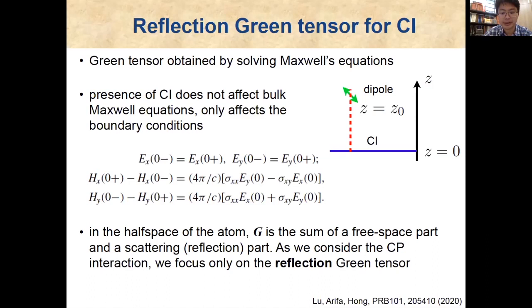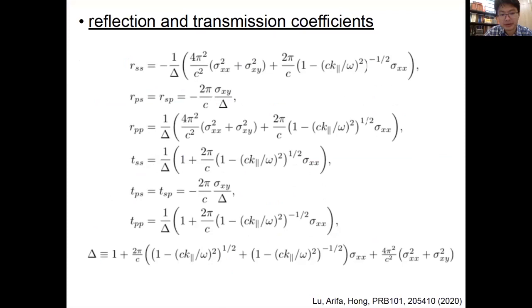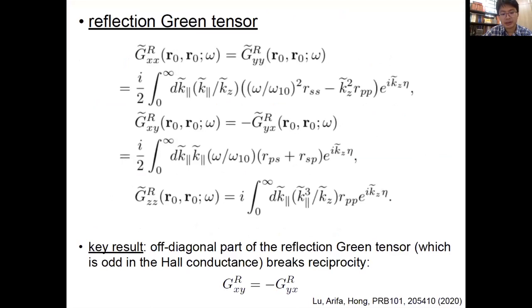So I'll just flash through these two slides to show that we've done the calculation, and here are the results we obtain, and they look quite complicated. R and T refer to the reflection and transmission coefficients, and S and P refer to the polarizations. And this is the reflection Green tensor. The key feature is that the off-diagonal part, G_xy, is not equal to G_yx. It's equal to minus G_yx. So this explicitly indicates that reciprocity is broken for Chern insulators, and we'll examine the consequences this breaking has for Casimir-Polder interaction.